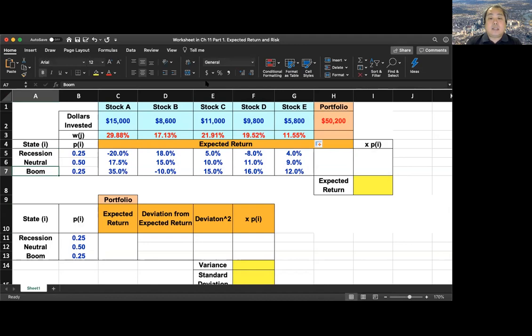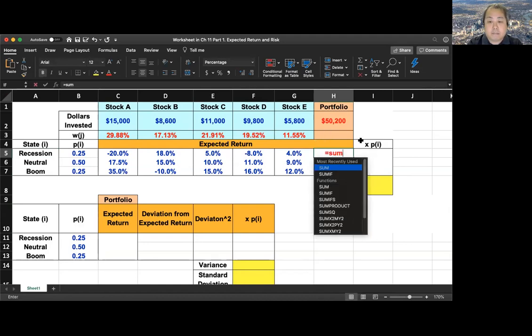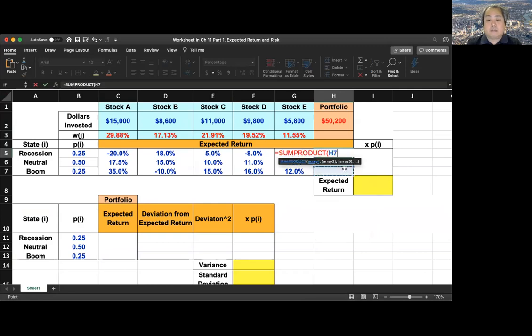Now let's use Excel function sum product. Sum product computes sum of product of two variables. For recession, sum product of the first series, weight, and second series, expected return of each stock during recession, negative 2.9%.